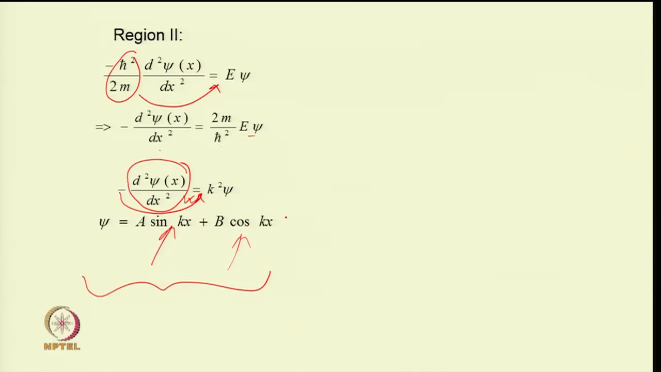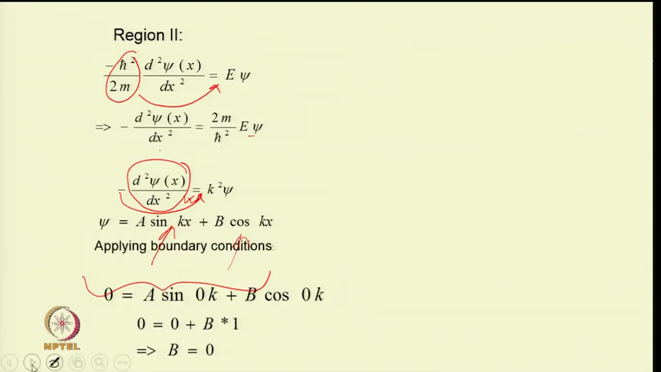Now we will apply the boundary condition to get the value of k. What we know is that the wave function is 0 at the boundary. So at x is equal to 0, the wave function is 0. If I apply this condition, what I am going to get is B is equal to 0, since sin 0 is 0 and cos 0 is 1. So now we got the value of B.